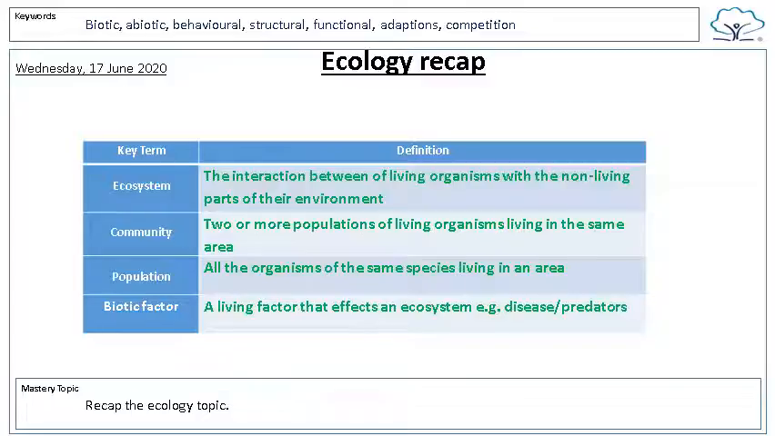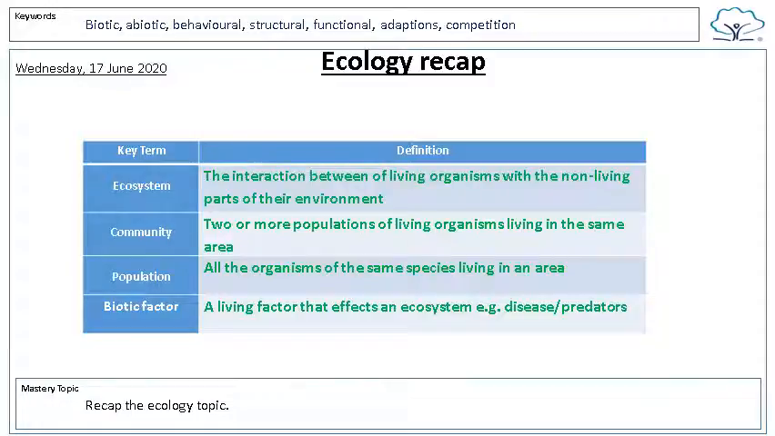So your ecosystem is an interaction between living organisms and non-living parts of their environment. A community, you need to think about 2 or more populations of living organisms, so 2 or more different species of living organisms living within the same area. And we can refer to a population as all of the organisms of a same species living in an area. You might notice that in our definition for community we have used the term population, and the definition for population is implied within there.